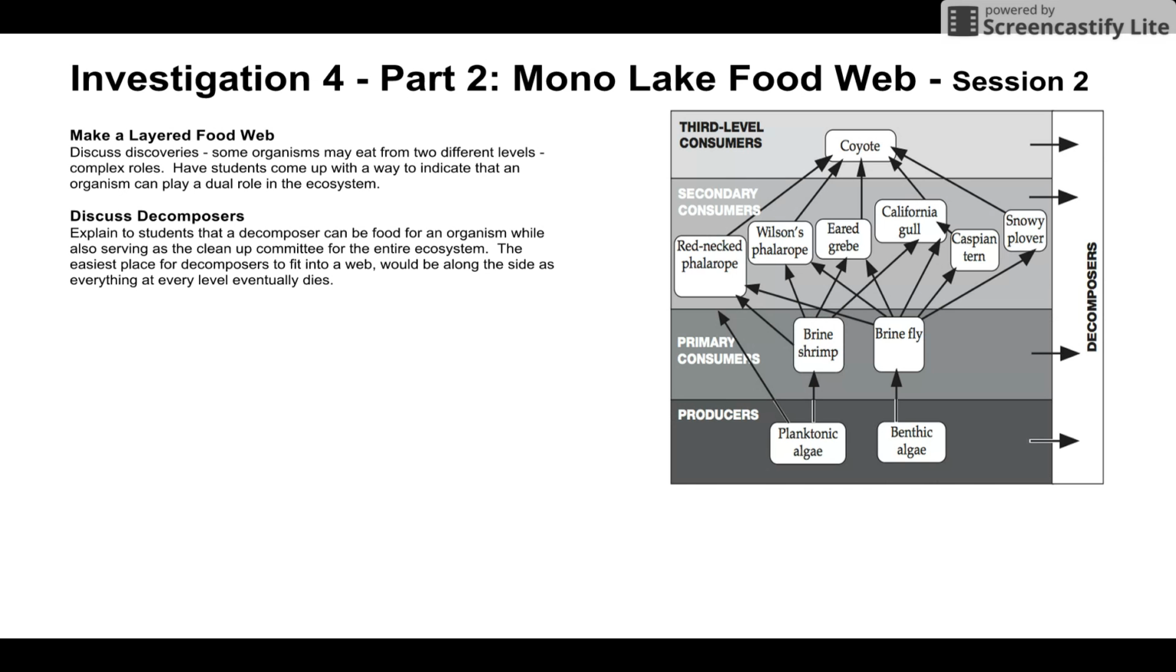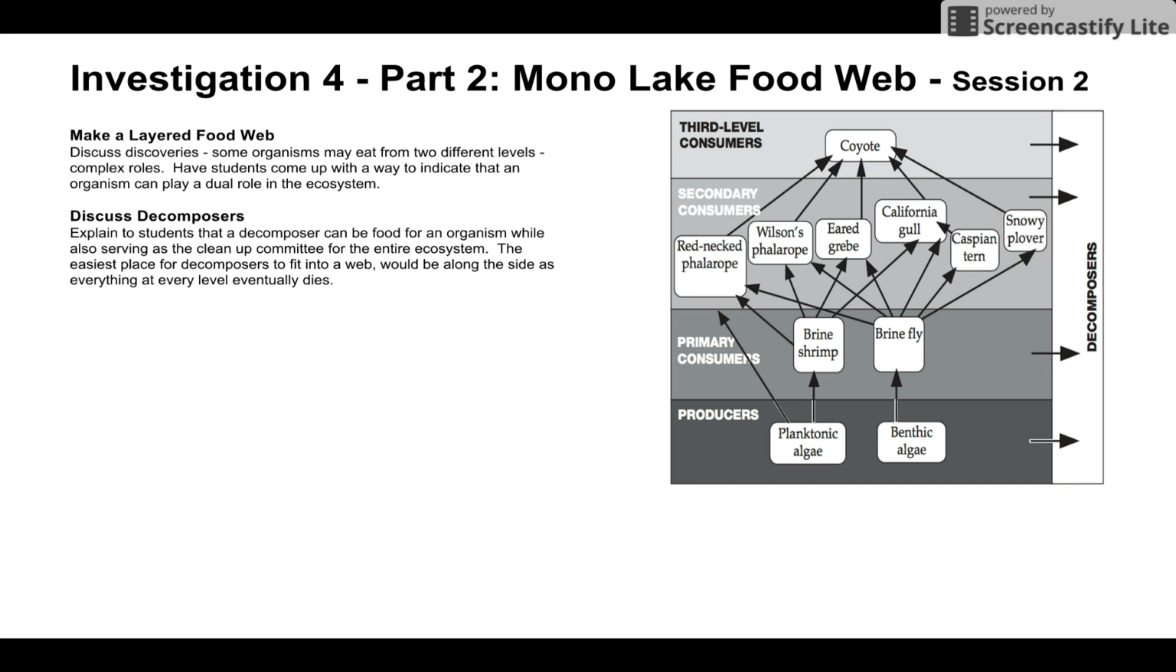For instance, they may discover that some organisms may eat from 2 different levels. This makes it a complex role. Have students come up with a way to indicate that an organism can play a dual role in an ecosystem. One such suggestion might be to either make another card for the organism and place it in the different areas it should be, or simply place the organism on the line in between the 2 levels.